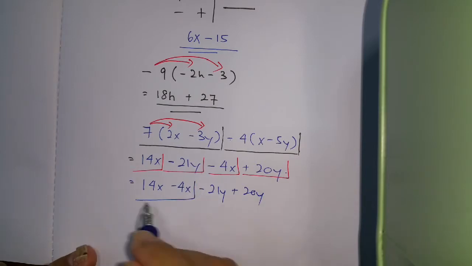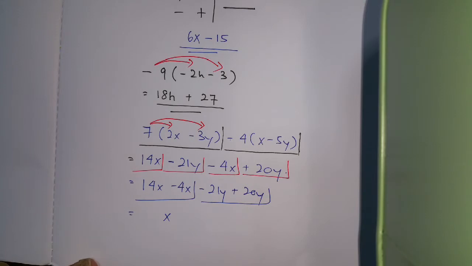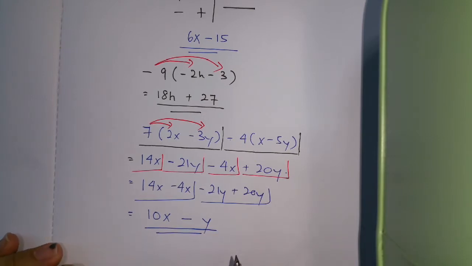So now I have two groups. My first group, I'm talking about x, so I'm going to put x. I got 14 minus 4 equals 10x. My second group is about y. I'm going to put a y. So I have minus 21 plus 20. This leaves me with just minus 1. So I'll just put a minus y. I don't have to put a 1 here. It's not necessary. This is understood as 1y. So this is our answer for this question.